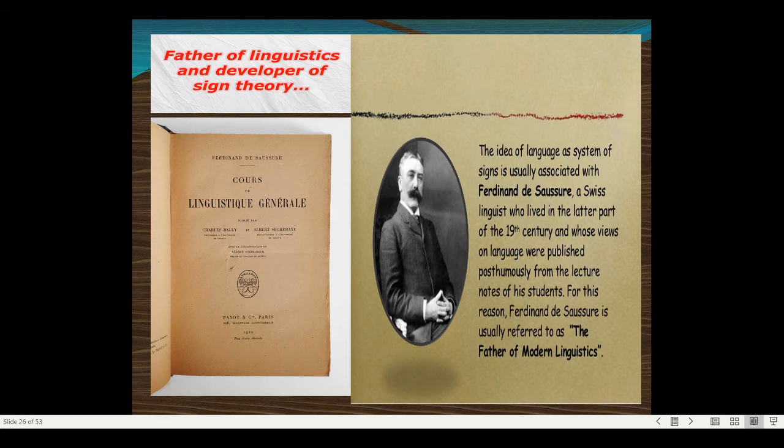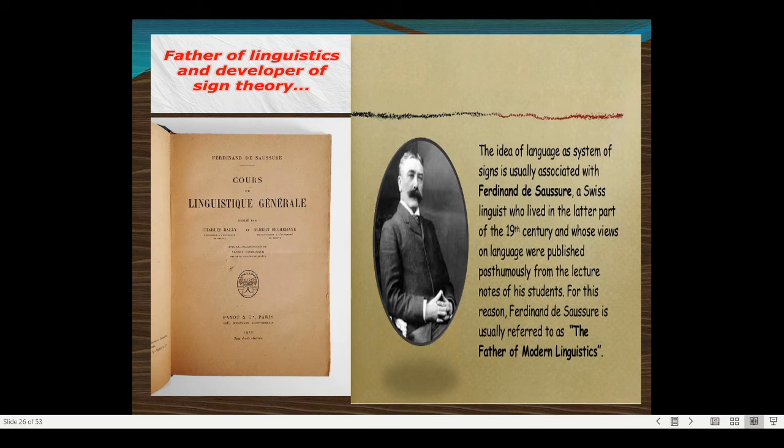Now, here you have a cover page and the initial pages of his phenomenal work, Cours de Linguistique Générale, or what you call Course in General Linguistics in English. Now, he is a Swiss linguist. It's Saussure, the Ferdinand de Saussure. He's a Swiss linguist who lived in the later part of the 19th century, whom you can associate with the idea of language as a system of signs. So in simple terms, Saussure calls linguistics or language a system of signs, symbols.